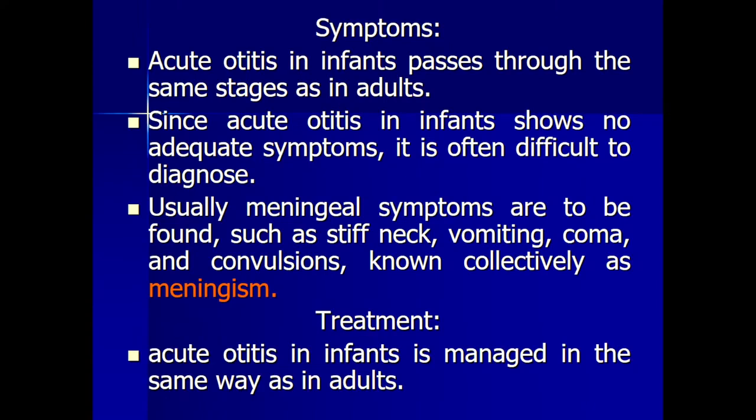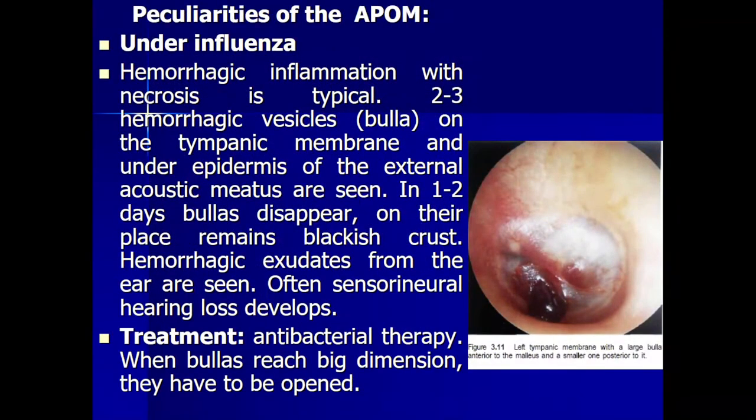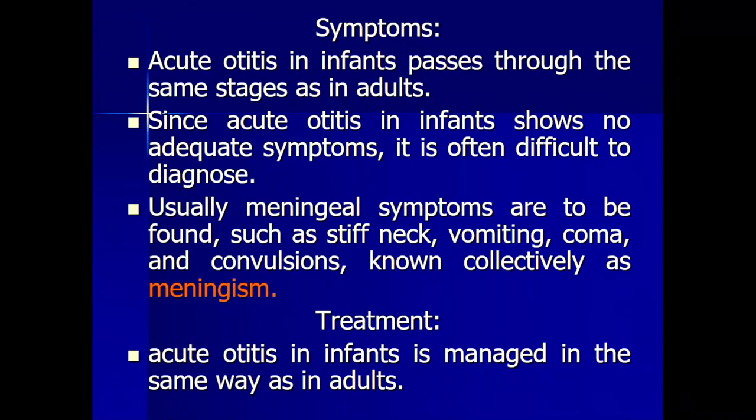Treatment of acute otitis in infants is managed in the same way as in adults. But we talked about it before, they very often require paracentesis of the tympanic membrane because of the drainage. So for infants, it's more common to apply the surgical method, paracentesis of the tympanic membrane, and hospitalization to the ENT department, because they have a higher risk of intracranial and local complications.